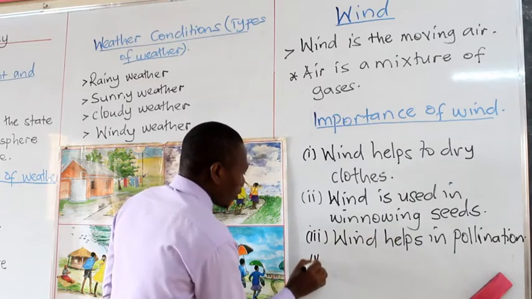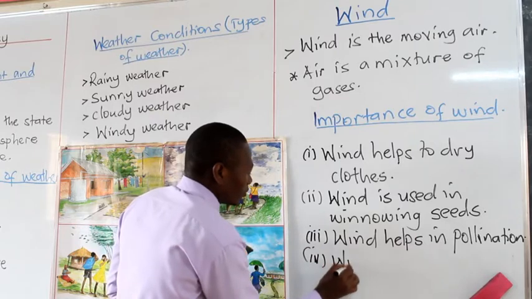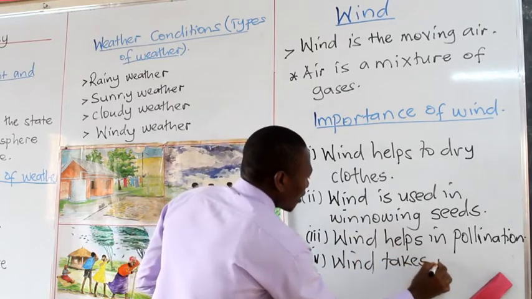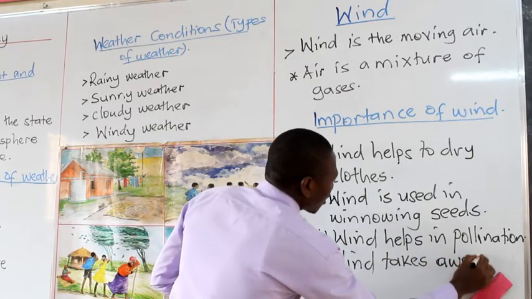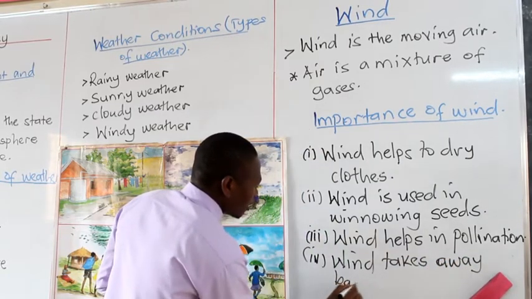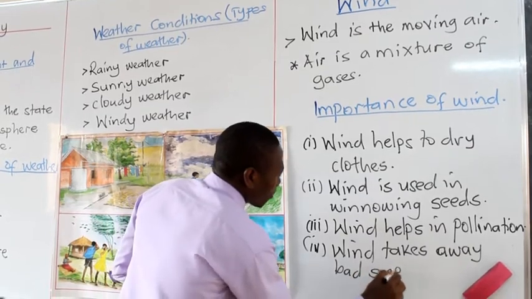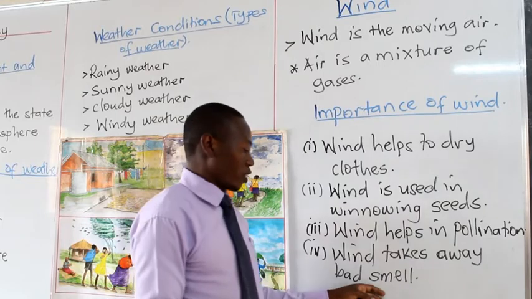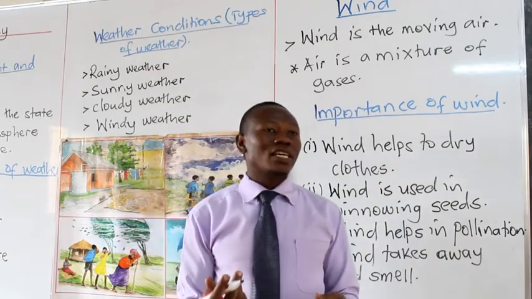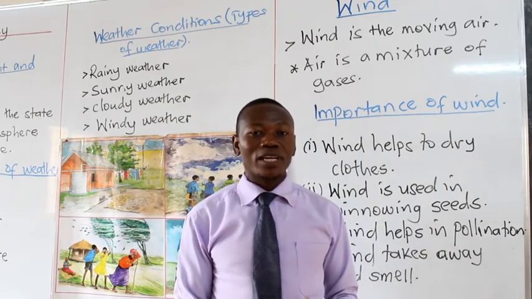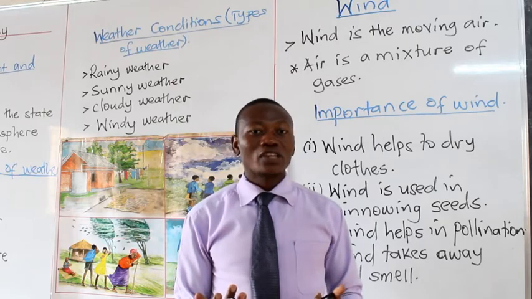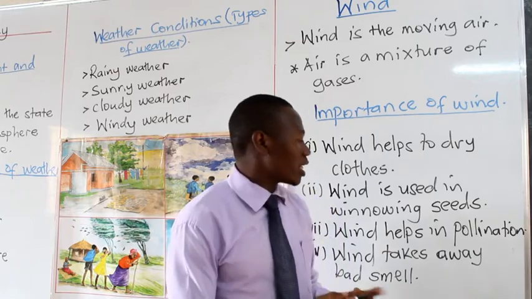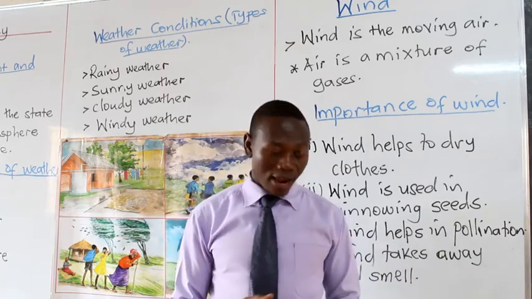We say wind takes away bad smell. This one is self-explanatory. Let me say something has rotted in the environment and is smelling. The wind will easily sweep it, in case there is wind, to a different direction.